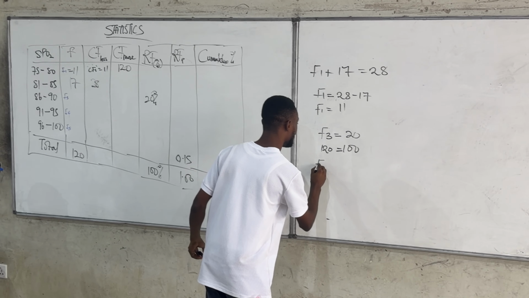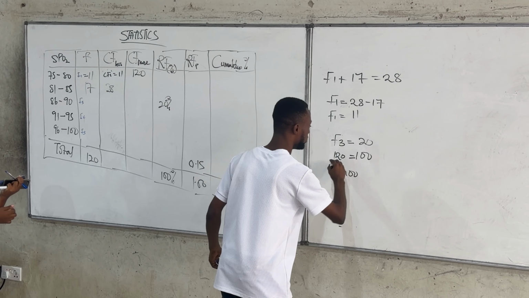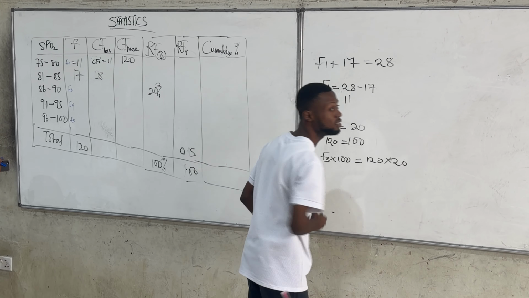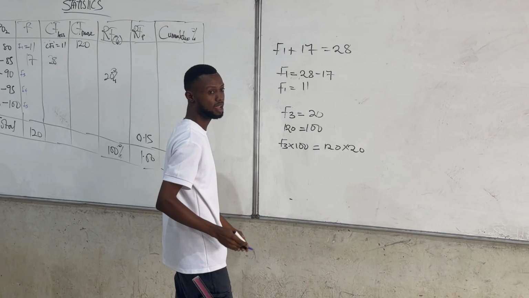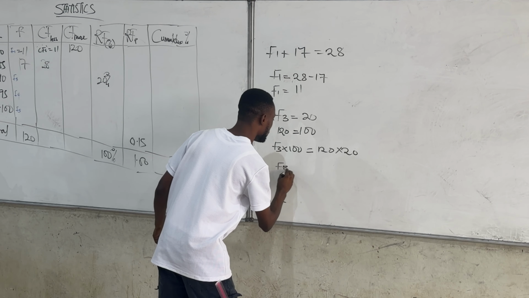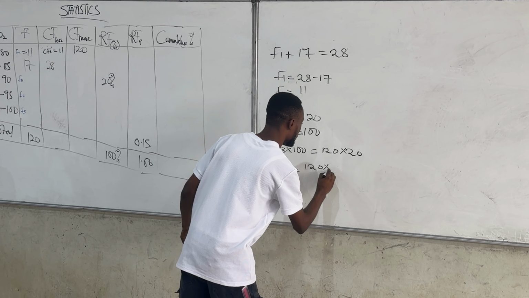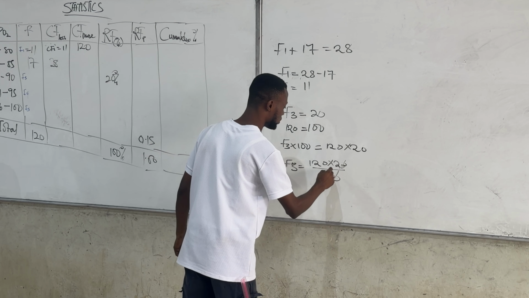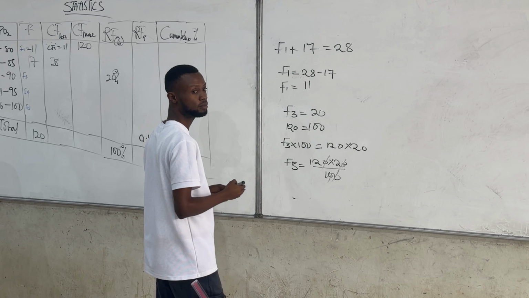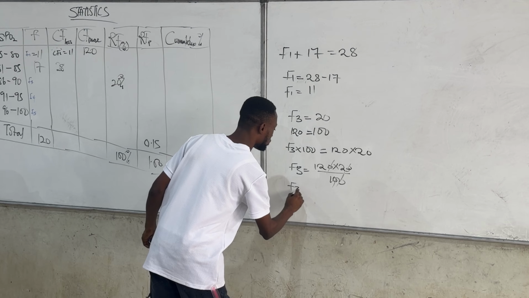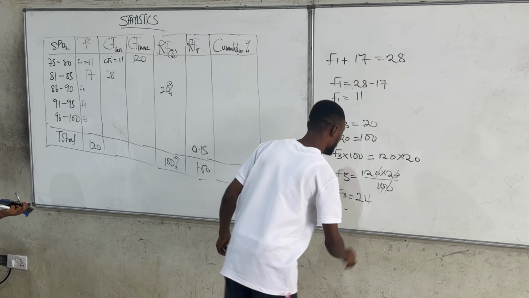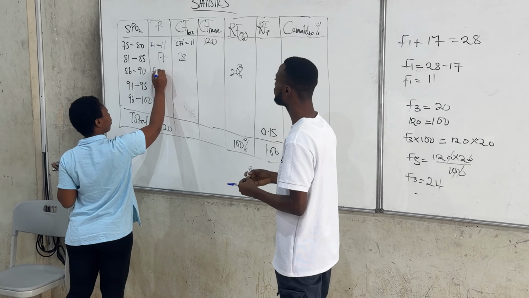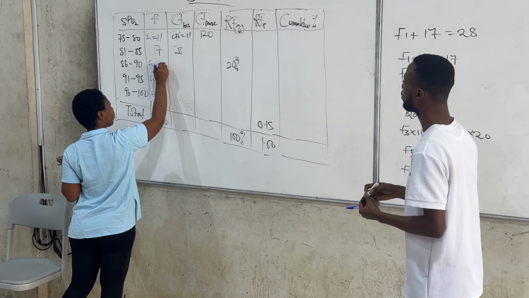So it means F3 times 100 equals 120 times 20. Then we make this the subject. It means that F3 will be equal to 120 times 20 all over 100. Can just cancel. So F3 will be equal to what? I hope we had the same value. Okay. So F3 will be 24.